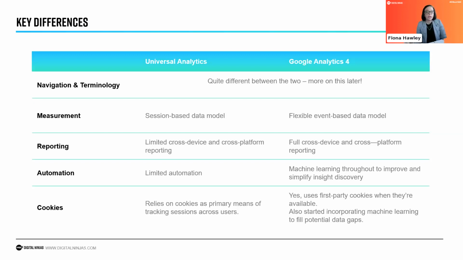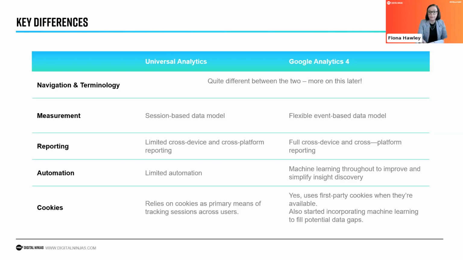Where cross-device tracking was limited in Universal Analytics, it's now much more robust and reliable. GA4 also uses machine learning to help you identify users who are likely to be the same person across multiple devices, even if they are not logged in.